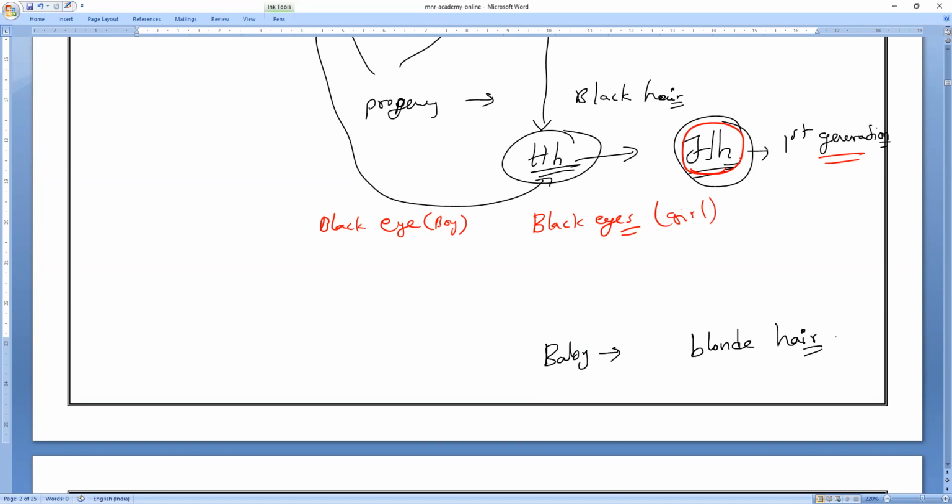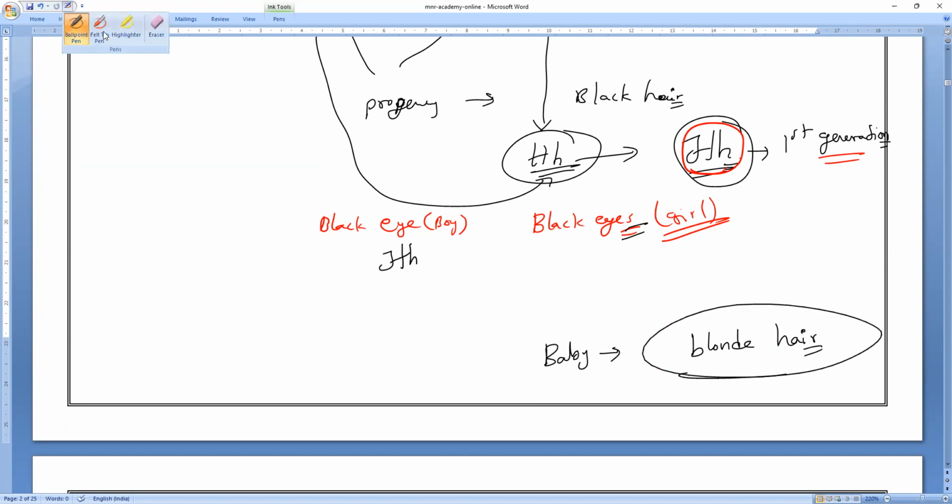So can you tell me the genotype of the girl? The boy, I already know, is capital H and small h. What is the girl's genotype to get a baby with blonde hair? Anybody? Quickly, how to tell? To get a blonde hair. Any one of you? Tomorrow I will question you, and you will be surprised to solve even that. You will imagine how tough it is. Tell me, what is the genotype of the girl?